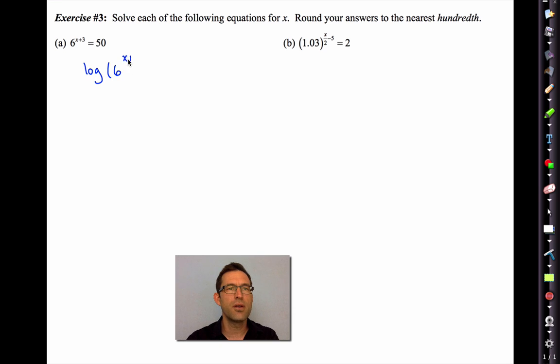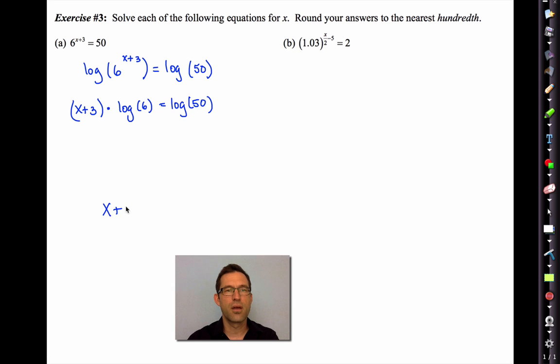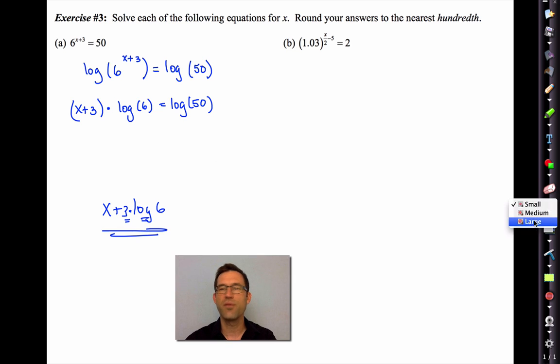And yet, I'm still going to do exactly what I did before. I'm simply going to take the log of both sides. Let's work through the first one together. Then that x plus 3 is going to come out front. Now, this is critical. Keep that x plus 3 in parentheses. Okay? If all I do is write this as my left side, then it's only the 3 that's multiplying the log 6. And that's not the case. It's the entire x plus 3. So we have to be very careful there.